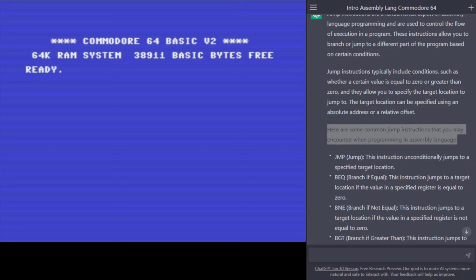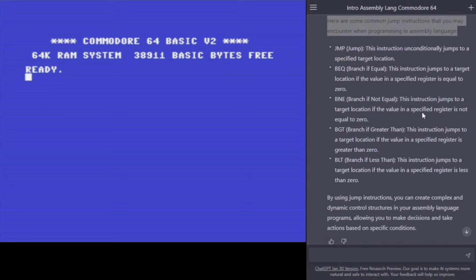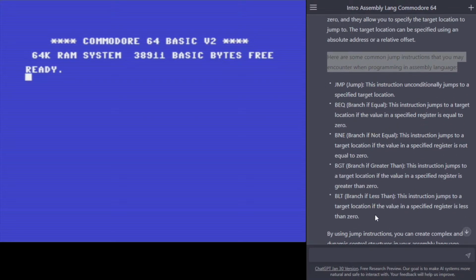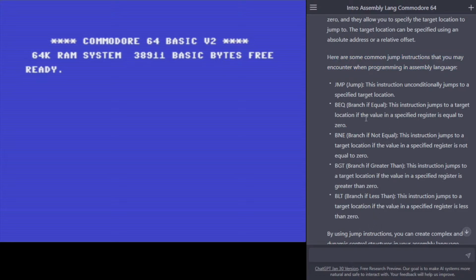Here are some common jump instructions that you may encounter when programming in assembly language. So we got jump, we got branch if equal, we got branch if not equal, we got branch if greater than, and branch if less than. To anyone with any programming experience, even meager programming experience, these probably sound very logical.